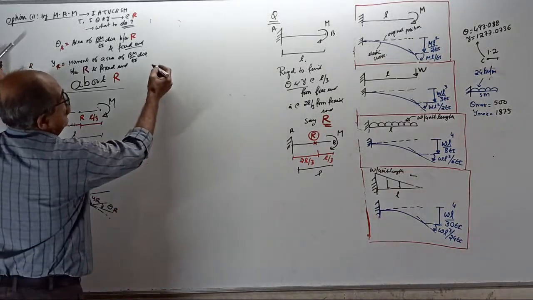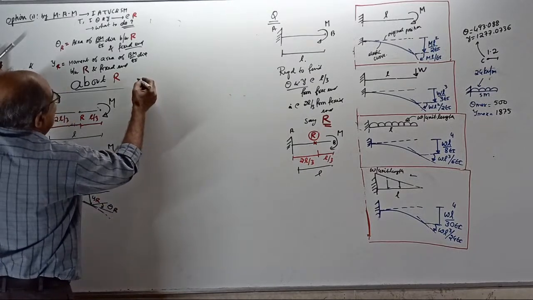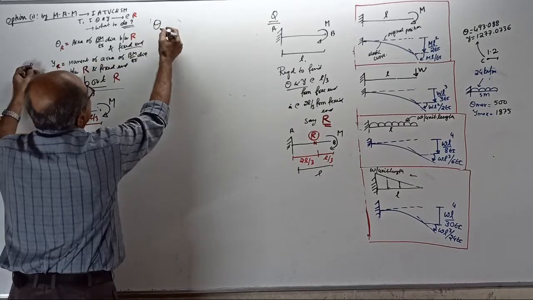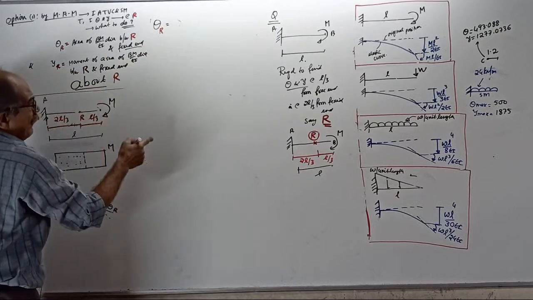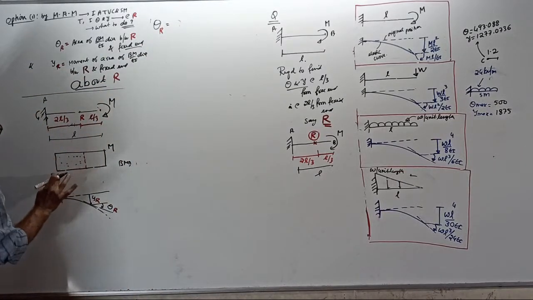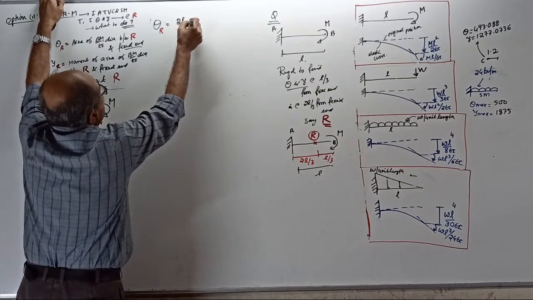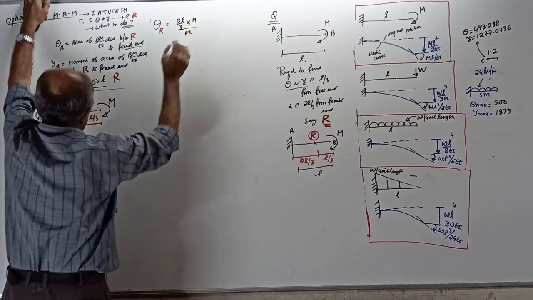I'll write somewhere here now. Space problem is there. Okay, then I'm removing that sketch later. Now, so I'll put here: slope at R equal to the area of the BM by EI diagram from here to here, rectangle, 2L by 3 into M by EI.